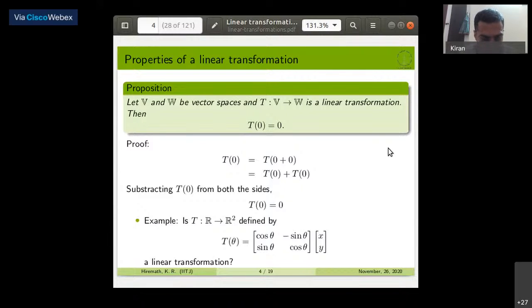But before we go further, come back to this proposition and ask the question: T of 0 is equal to 0. Is it a necessary condition, or a sufficient condition, or both?